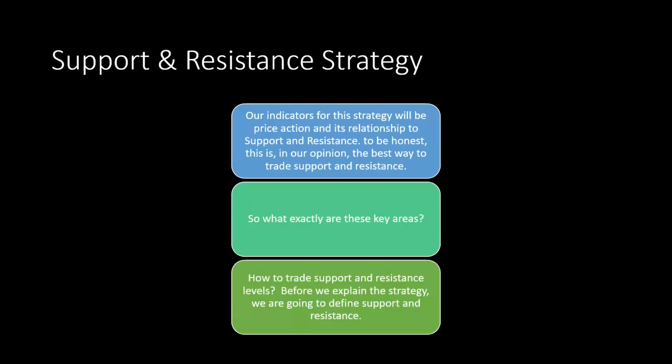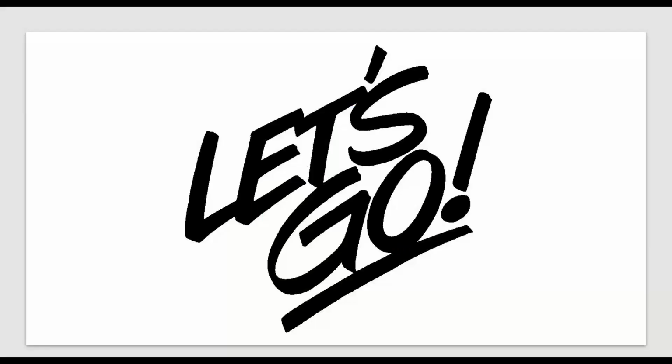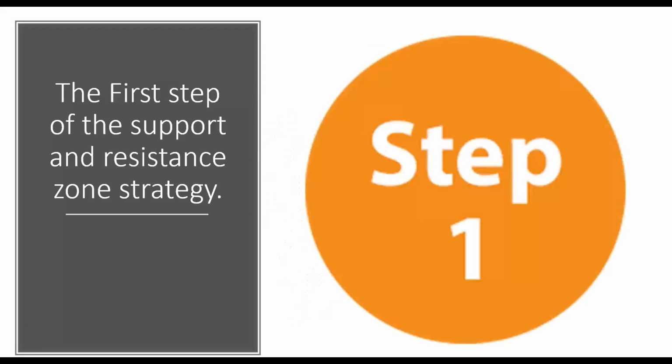Now, our indicator for this strategy will be price action and its relationship to these price levels. And to be honest, this, in my opinion, is the best way to trade price level action. So what exactly are these key areas? How do you trade these areas? Before we explain the strategy, we're going to define support and resistance, which we have just finished. So let's go. Let's start looking at how we might trade them.